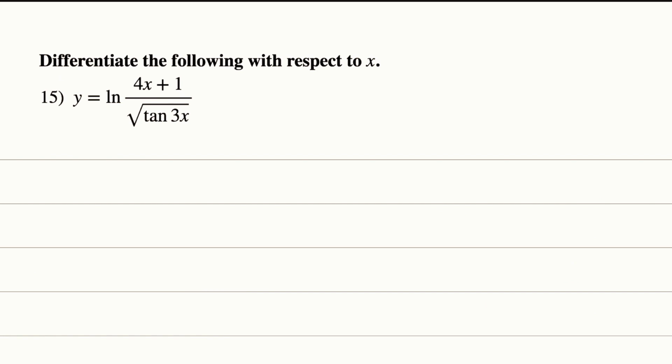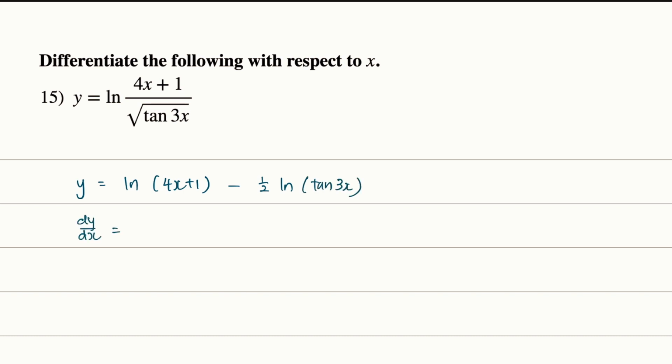y is equal to ln of (4x plus 1) over square root of tangent 3x. Now this is a mouthful, but I'm sure you know exactly what to do right now. So we can separate this ln into two terms, which gives us ln(4x plus 1) minus, I'm going to convert the square root into a power half and bring down the half at the same time to the front, which gives us half ln tangent 3x.